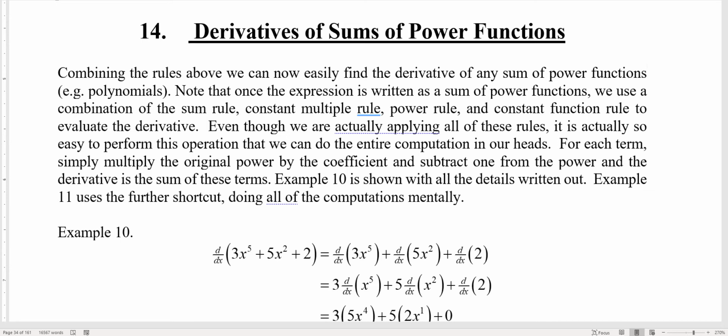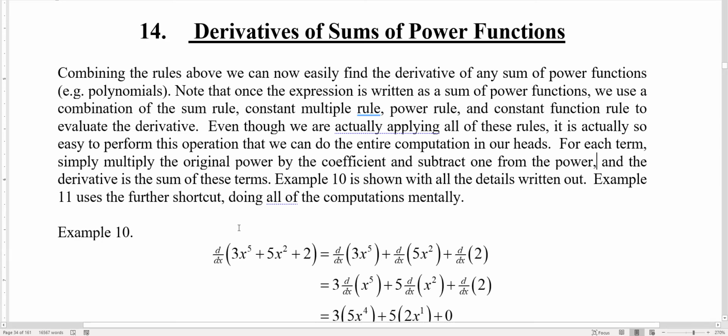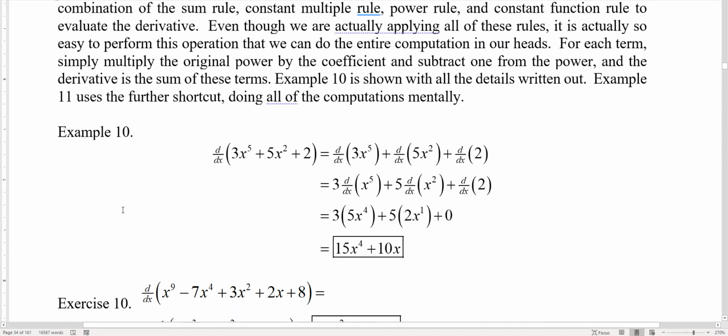Even though we are actually applying all these rules, it's so easy to perform the operation that we can do the entire computation in our heads. For each term, simply multiply the original power by the coefficient and subtract 1 from the power, and the derivative is the sum of these terms. This example is shown with all the details written out. The next example uses a further shortcut, doing all the computations mentally.